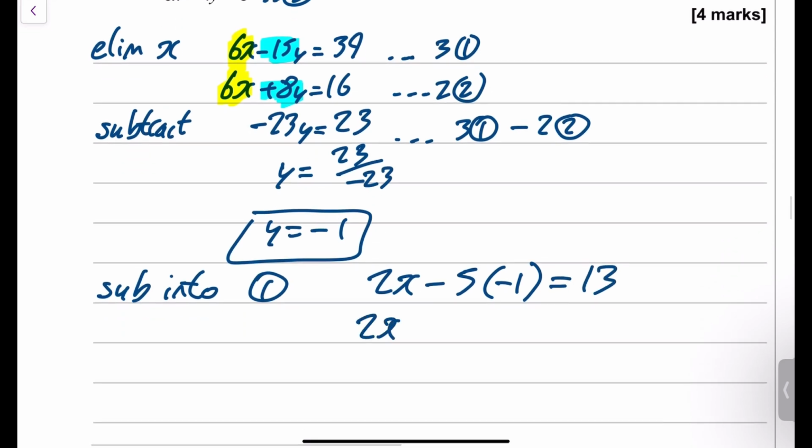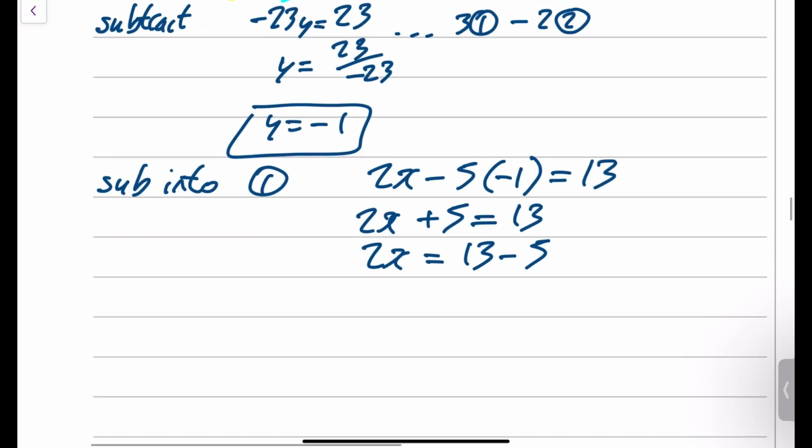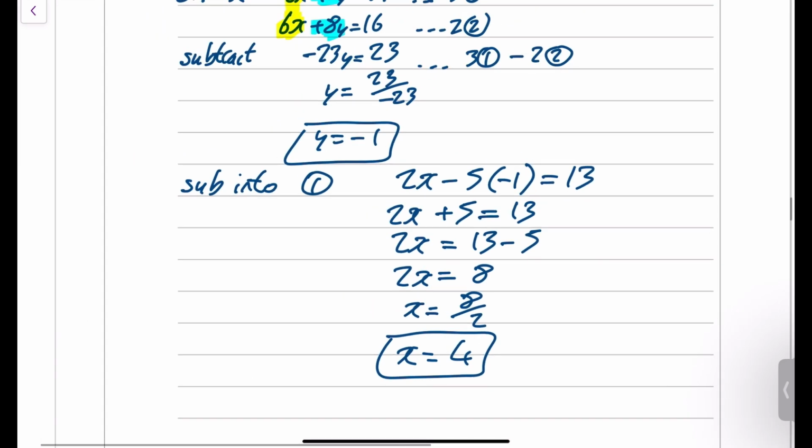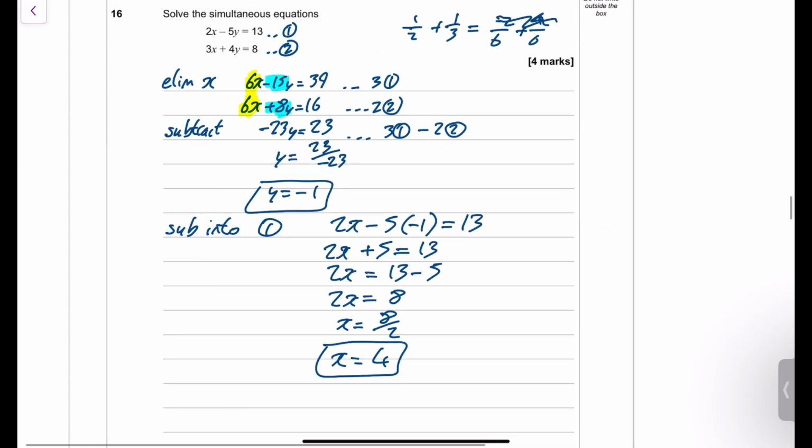Then that becomes 2x minus 5 times minus 1 is plus 5. Then 2x is equal to 13 minus 5. 2x is equal to, what's 13 minus 5? 13 minus 5 will be 8. x will be 8 divided by 2. x will be equal to 4. Put that in a box and put them in the answer line as well. But there you go.